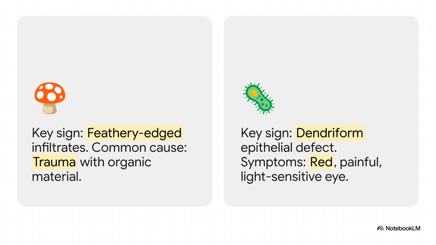If a patient comes in with a history of getting poked in the eye with, say, a tree branch, and you see these feathery-edged infiltrates, your alarm bells for fungal keratitis should be ringing loud and clear. On the other hand, if you see that classic branching, tree-like pattern, the dendriform defect, well, that's practically a calling card for a herpetic virus.